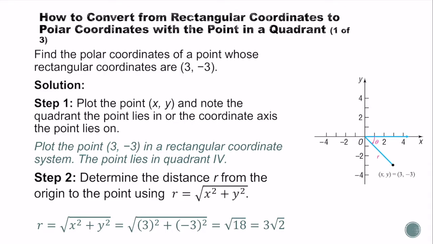So now I want to know, how do I convert from rectangular coordinates to polar coordinates when the point isn't on an x-axis or a y-axis, but it's in a quadrant? So let's work through a step-by-step example.